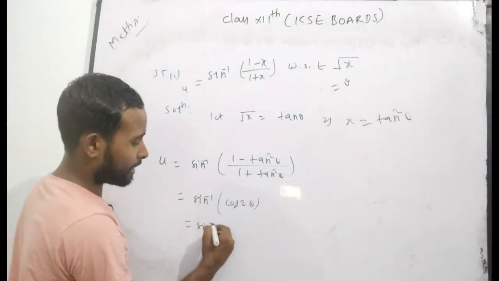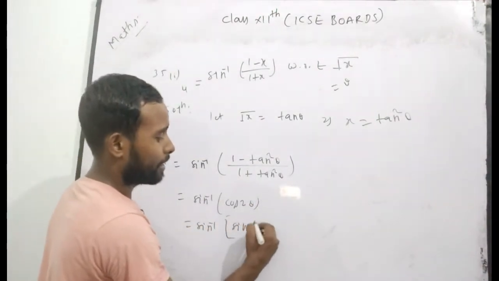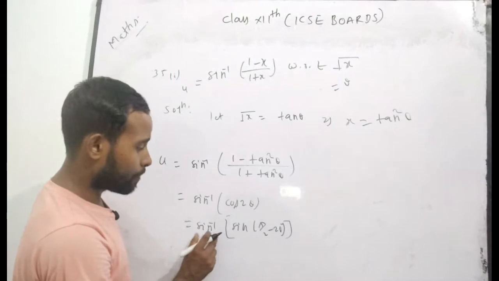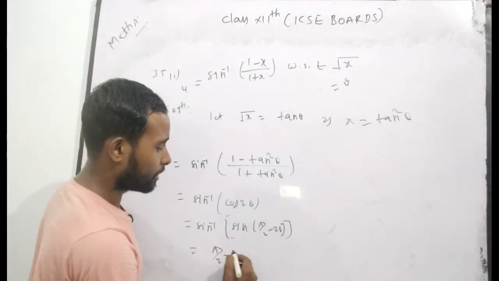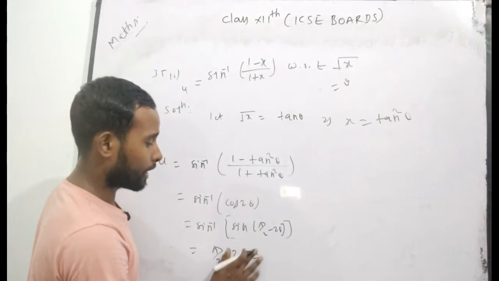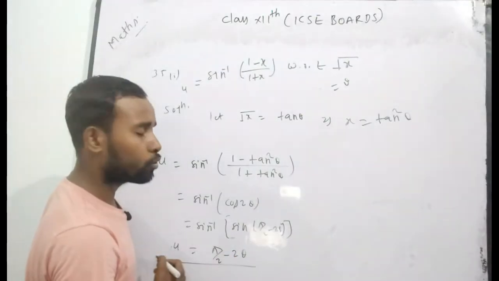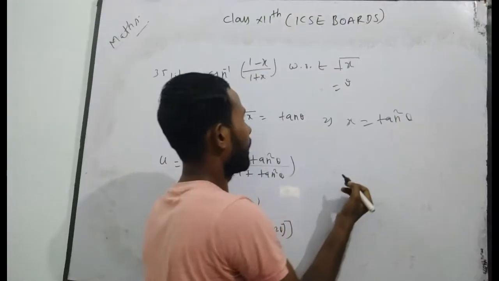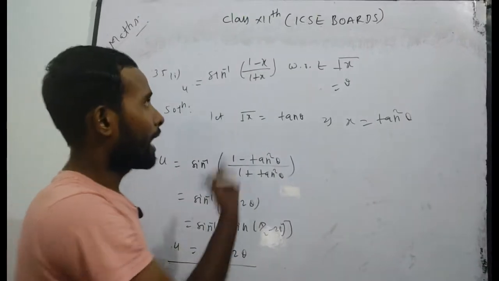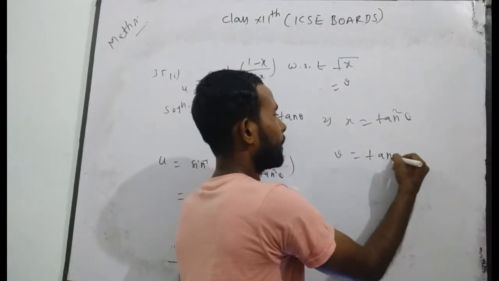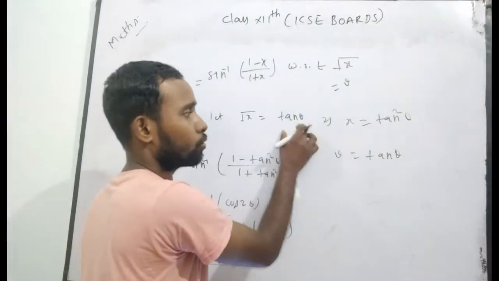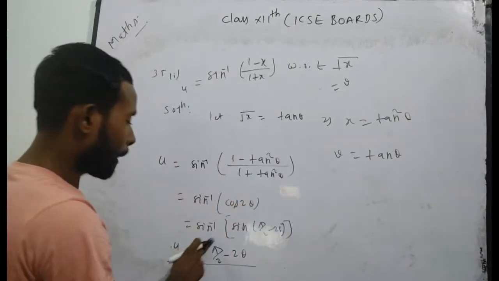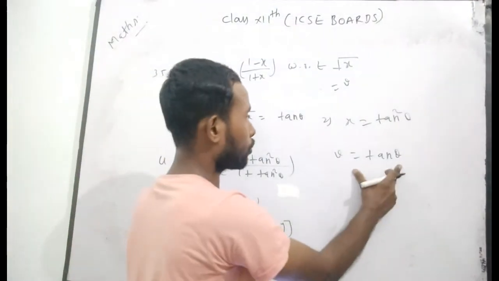I think you can write sine inverse cos 2 theta as sine inverse sin of (pi by 2 minus 2 theta). Thereafter the final step will be sine inverse sine, which is simply pi by 2 minus 2 theta. So u is equal to pi by 2 minus 2 theta, and v is equal to what? Tan theta. Why? Because v is equal to root x and root x is equal to tan theta. So u is equal to pi by 2 minus 2 theta, and v is equal to tan theta.